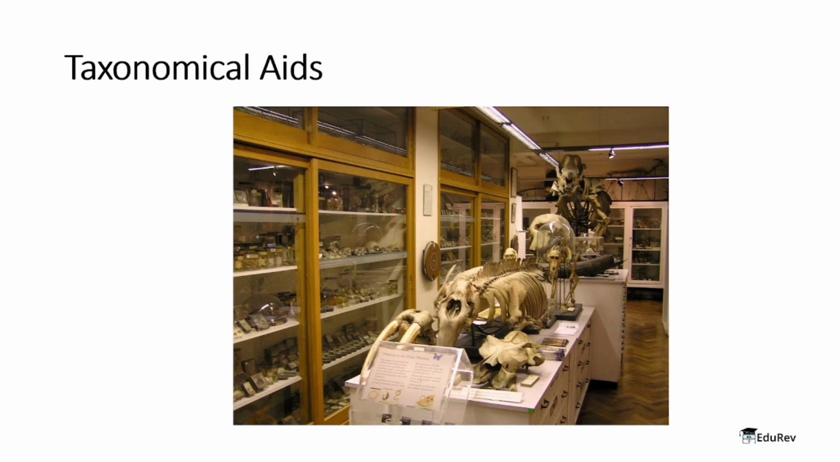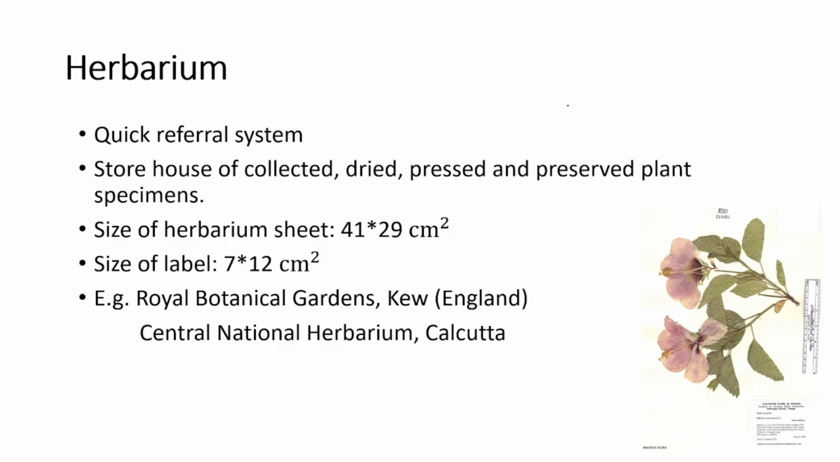Great. Now let's talk about taxonomical aids. Now taxonomical aids, as the name suggests, help us in the classification system. Now let us study all of these taxonomical aids, and the first one that we are going to talk about is the herbarium. Herbarium, let's break it down.